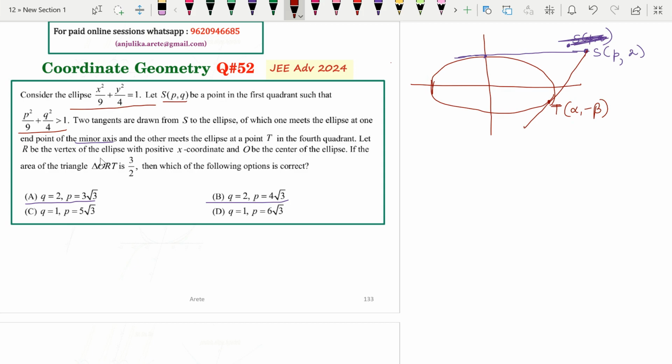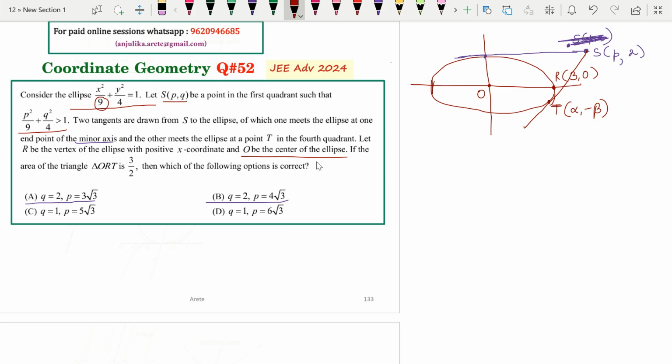Now let R be the vertex of the ellipse with positive x coordinate. So this is the vertex of the ellipse with the positive x coordinate. How much is that? This is 9, right? So this should be 3. So 3 square is there. So R is 3 comma 0. And O be the center of the ellipse. So this point is O.